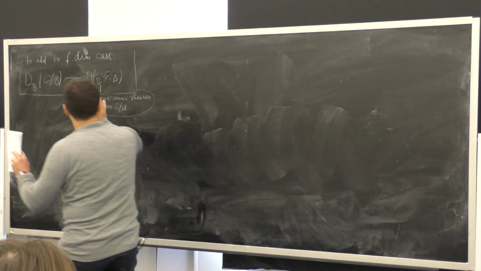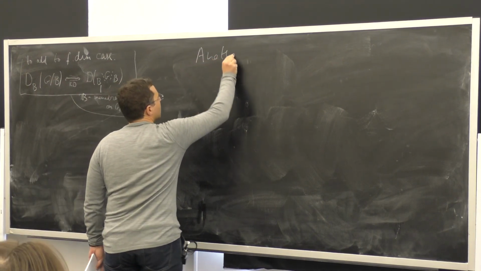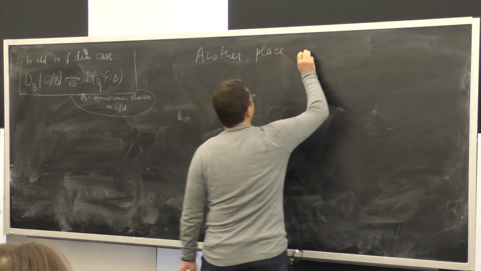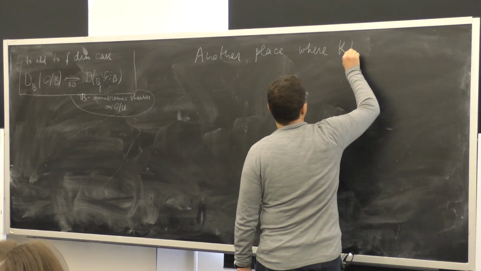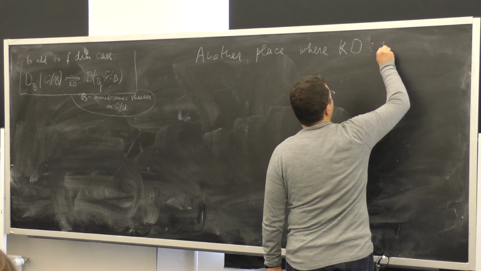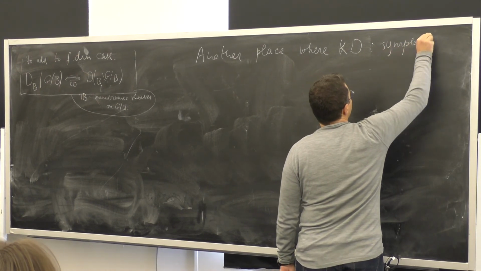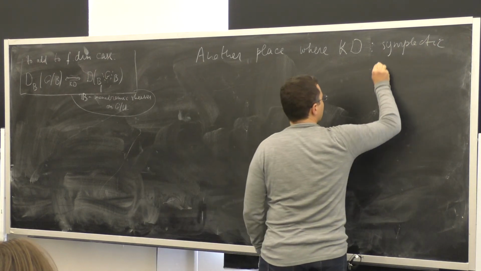Okay, so another place where Koszul duality appears, as a more recent theory, is symplectic duality, motivated by some physics which I don't quite understand.